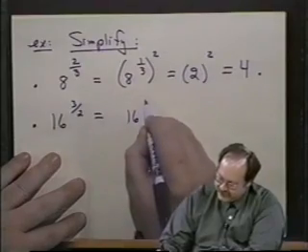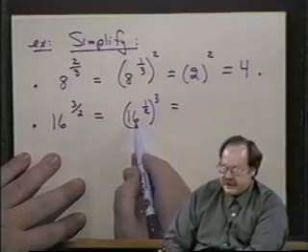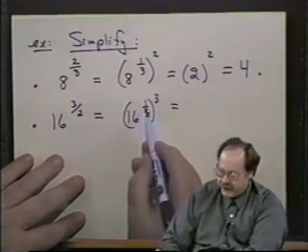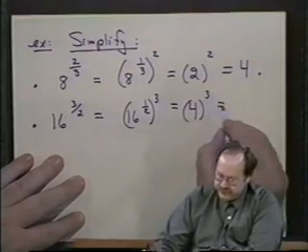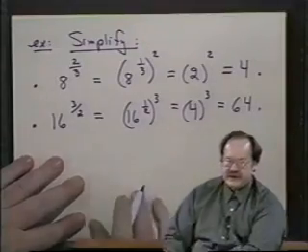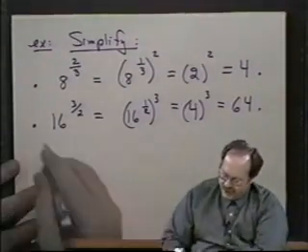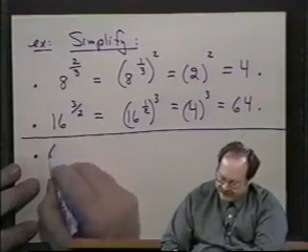If I rewrite this as 16 to the 1/2 cubed, I now recognize that 16 is a perfect square, so I can take the square root and get 4 cubed. And 4 cubed is another number that's not too unfamiliar, 64. All right, well those were particularly nice. Let me do one that is not nice.